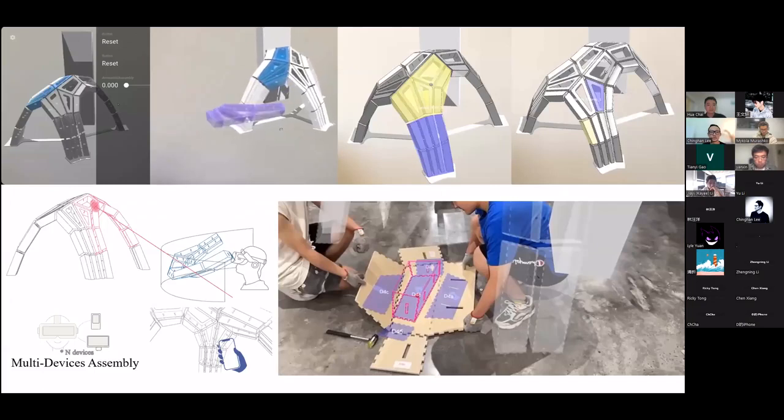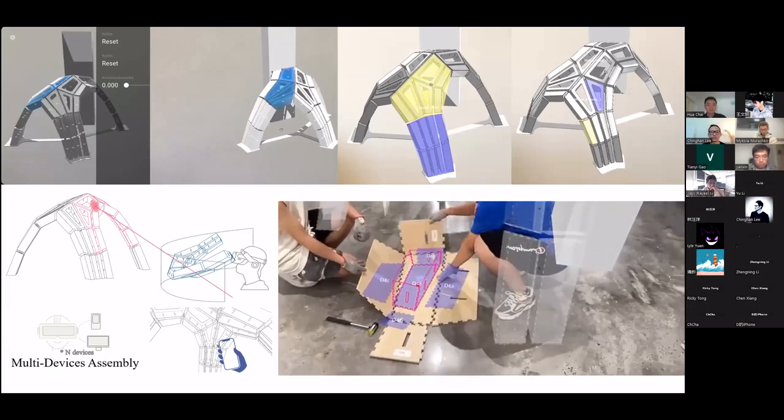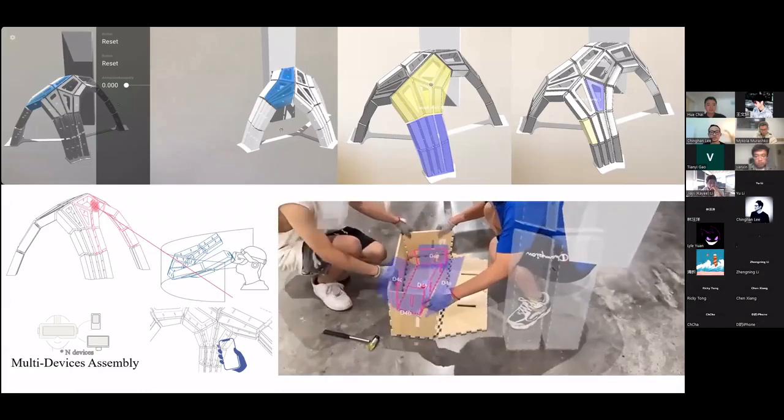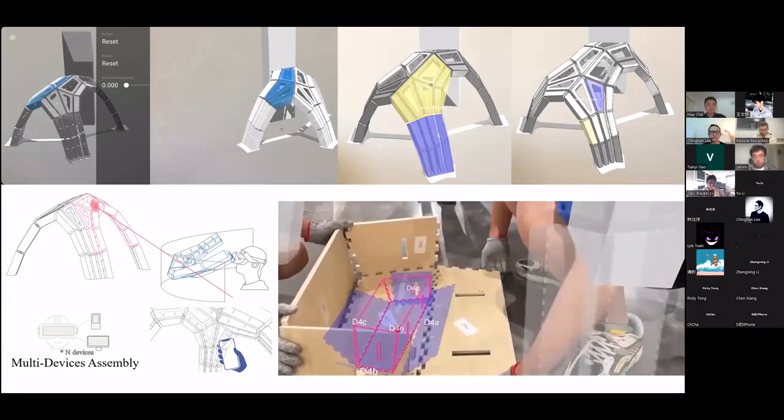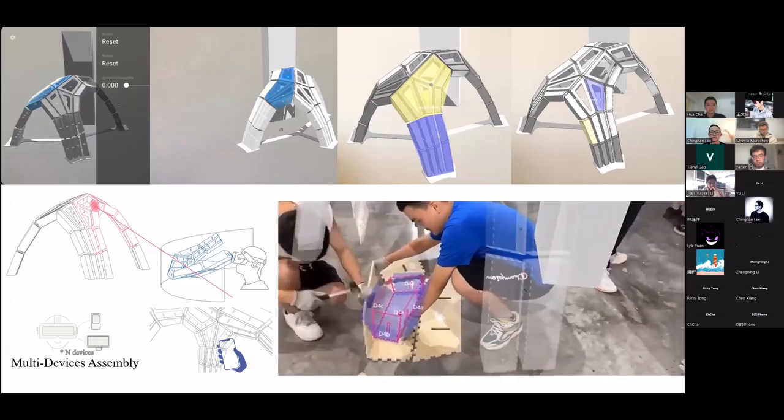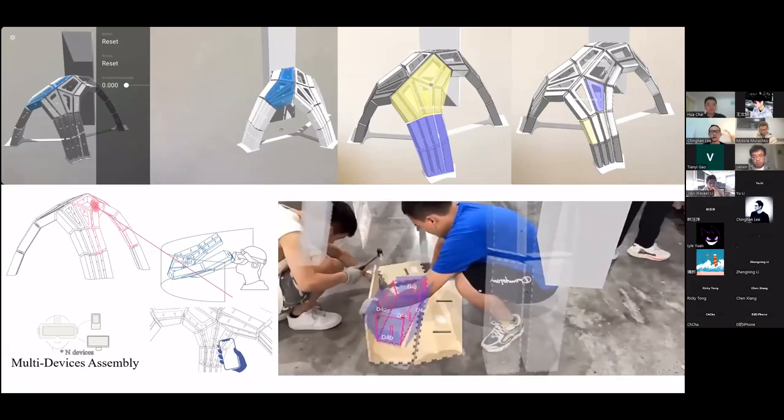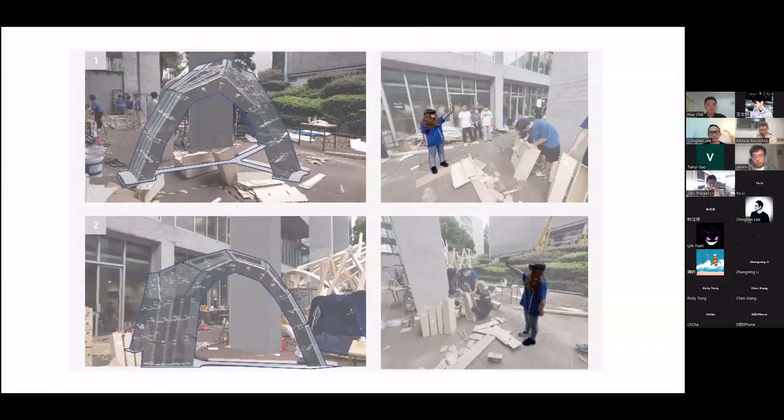So as you can see, by using MR or VR, we can let the users understand the sequence of which components they are assembling. And we also use these visual assistances to let the users understand which units they are building. Okay. And those are the pictures of the assembly sequence.